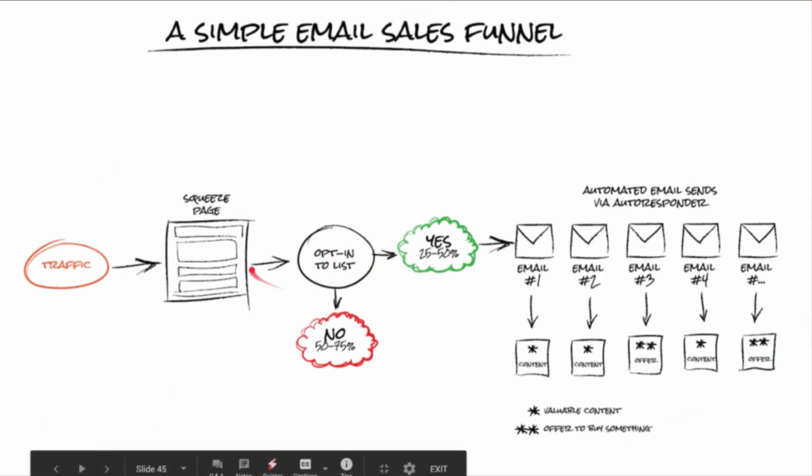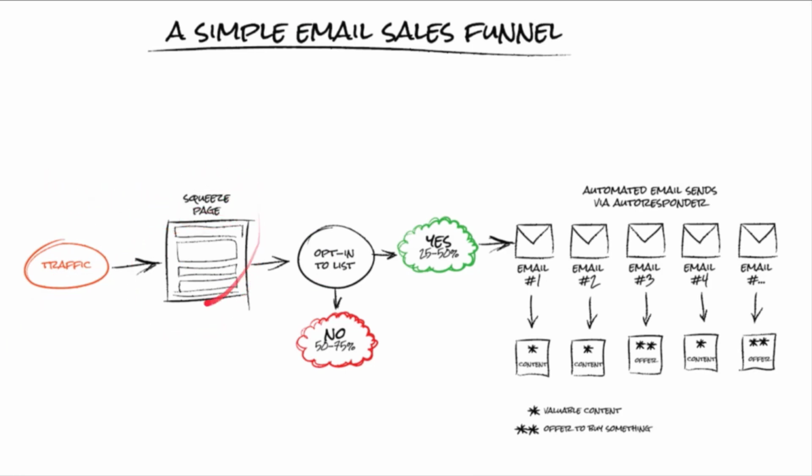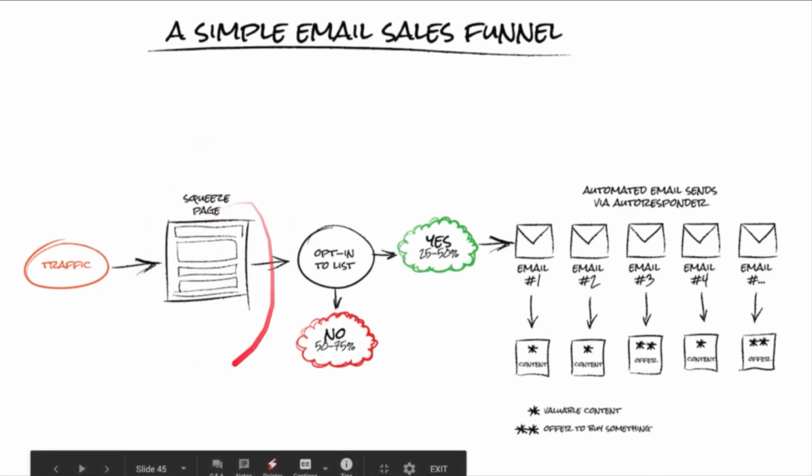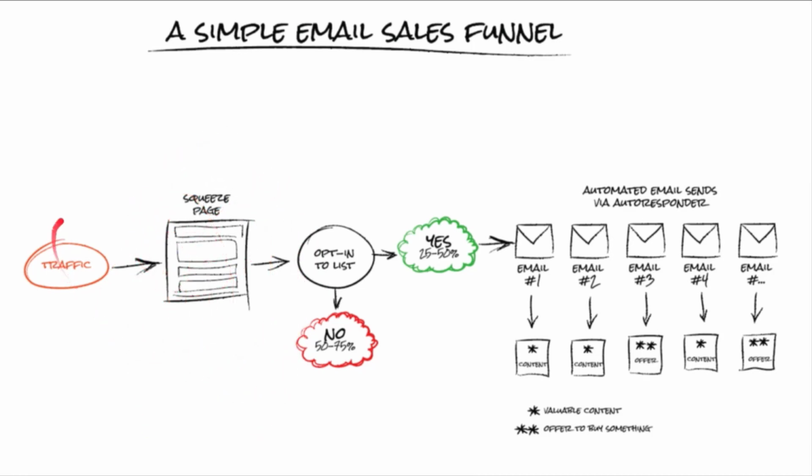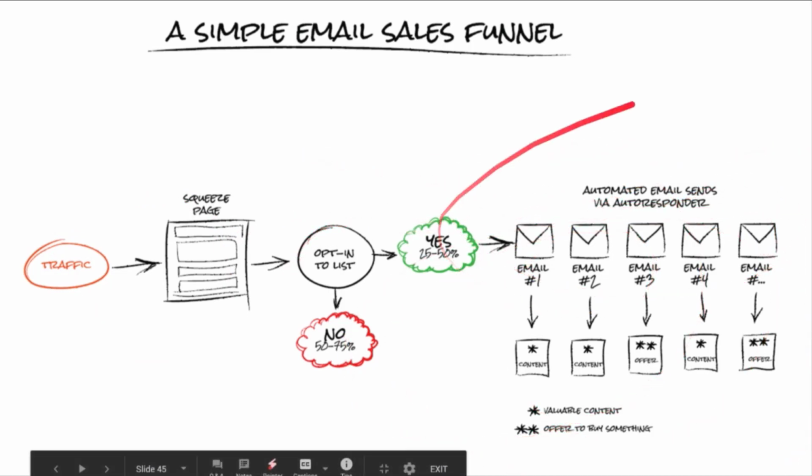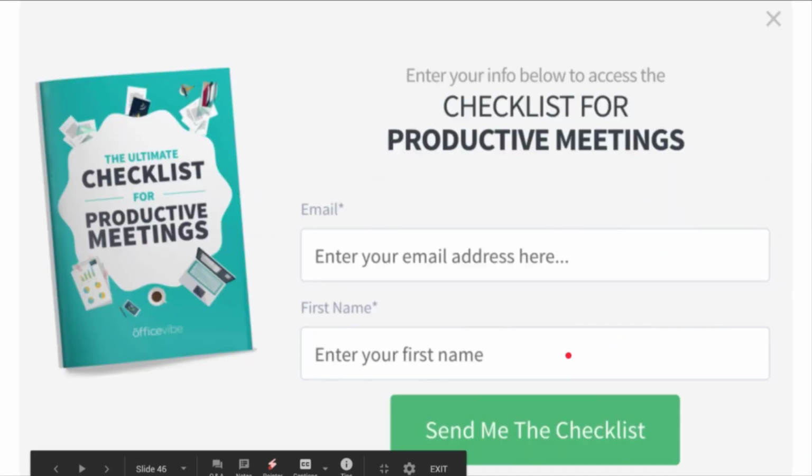Here's another example of how it looks. Again, traffic to a squeeze page. A squeeze page or a landing page is the same thing. This is where your offer for your little freebie thingy is, right? Cold traffic comes here. They become warm traffic, and you create a relationship with that warm traffic here in your email sequence. Pretty much that's it.